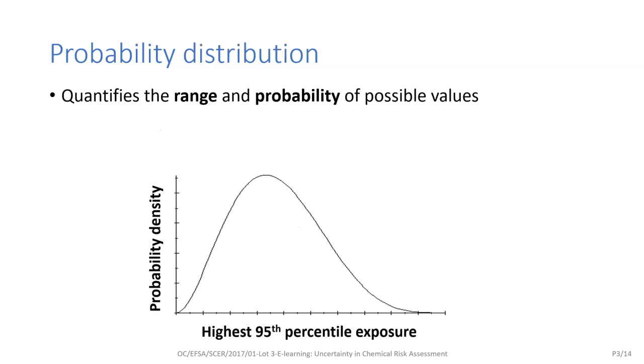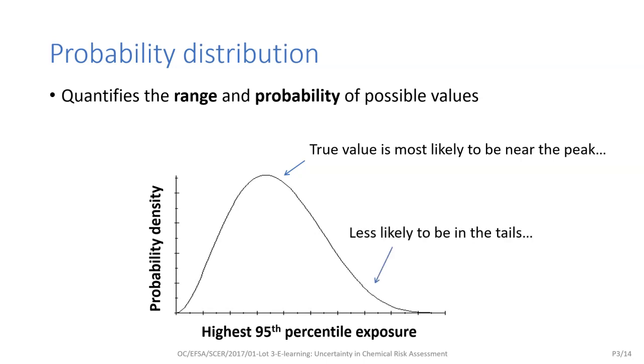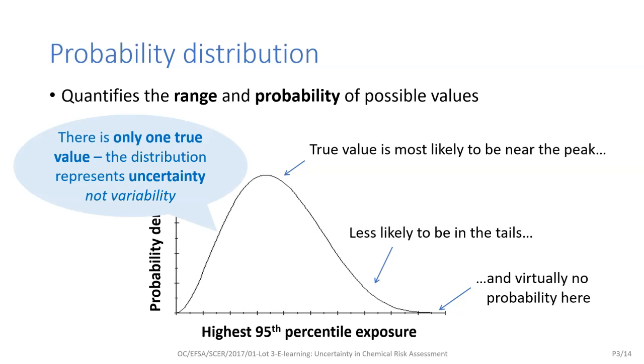A probability distribution quantifies the range and probability of possible values for a quantity of interest, in this case the highest 95th percentile exposure. The width of the distribution shows the range of values that are plausible, and the vertical axis shows the probability of different values within that range. The experts judged that the true value is most likely to be near the peak of the distribution, less likely to be in the tails, and has virtually no probability of being outside the distribution. Note that there is only one true value. The distribution represents uncertainty, not variability. The variability of exposure is addressed by focusing on the highest 95th percentile consumer.